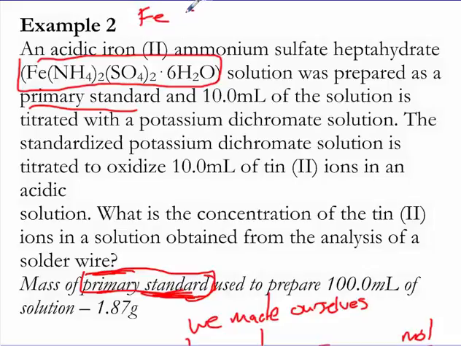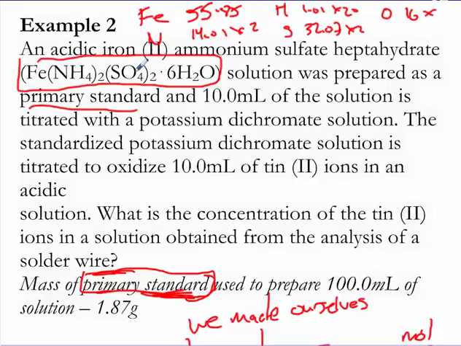You're going to need iron, which is 55.85, and you just need one of them. You'll need nitrogen, which is 14.01, and you'll need 2 of them. You'll need hydrogen, which is 1.01, and you're going to need 8 plus 12 more, so 20. You'll need sulfur, which is 32.07, and you'll need 2 of them. And you're going to need oxygen, which is 16, and you need 8 and 6 more, so 14.